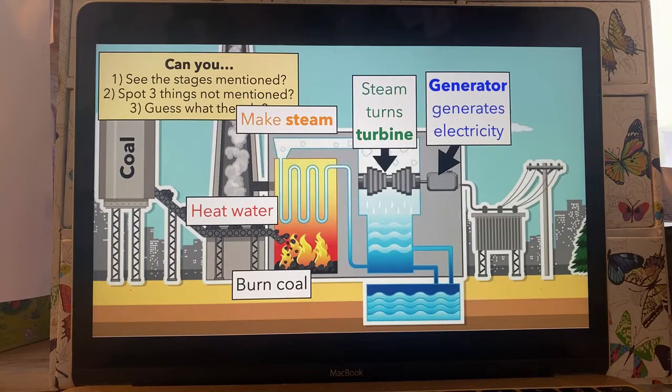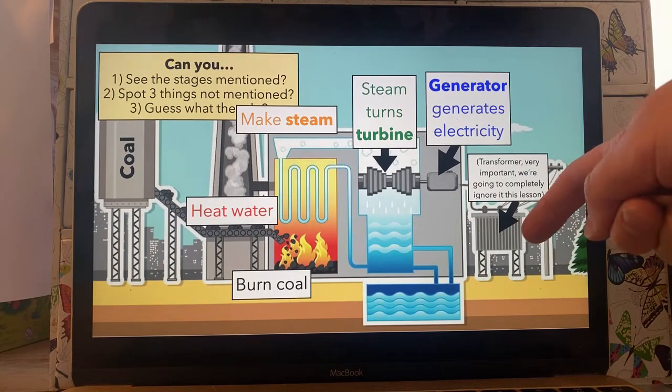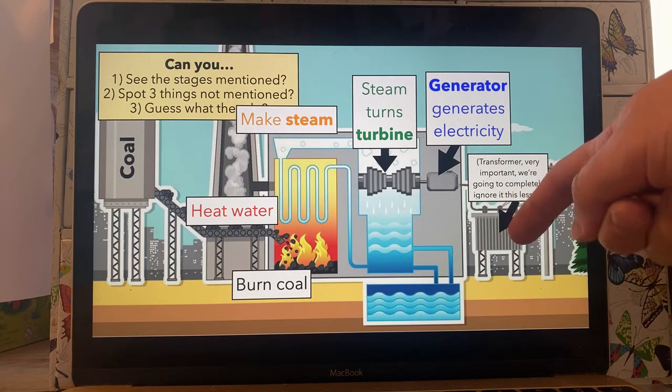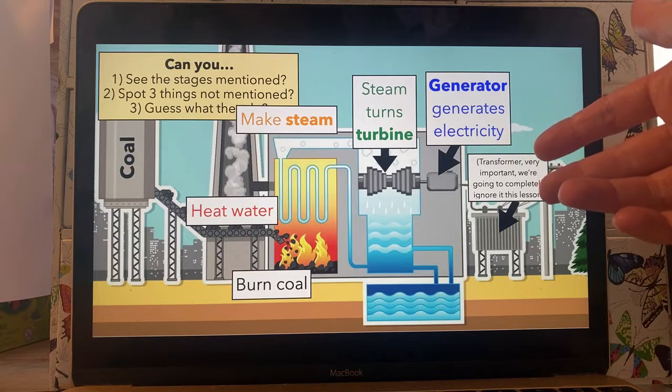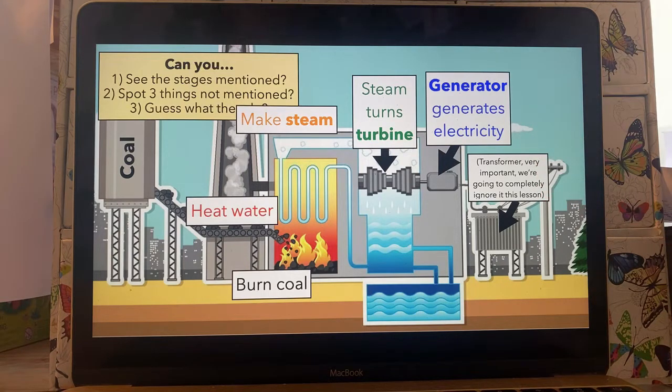What we didn't mention, which is incredibly important, and we're going to totally ignore it this lesson, is this thing called a transformer, which is just outside the power station. Again, we will talk about that pretty much the same time we talk about how a generator works, actually. It sort of changes the voltage to make it more efficient.